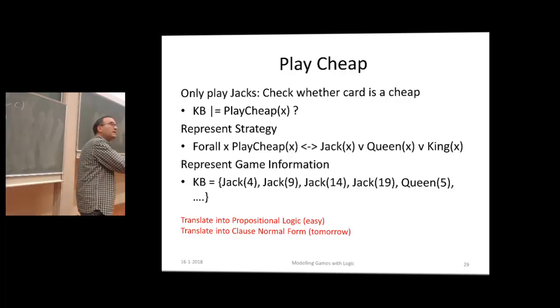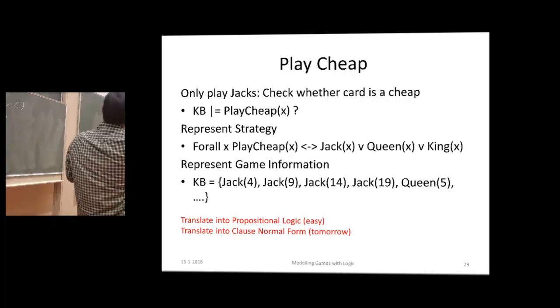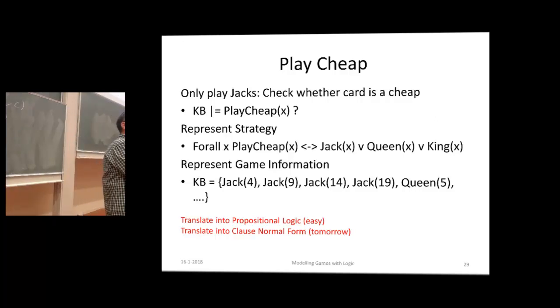So this is simply, we take one of the 3 cheap cards and we check whether the card I want to play is one of the 3 cheap cards, either a jack or a queen or a king. And it's just one line of code here, how this strategy works. And I do exactly the same. Again, we also have to type all of the cards from 1 to 20. And then basically this is all we need to represent.